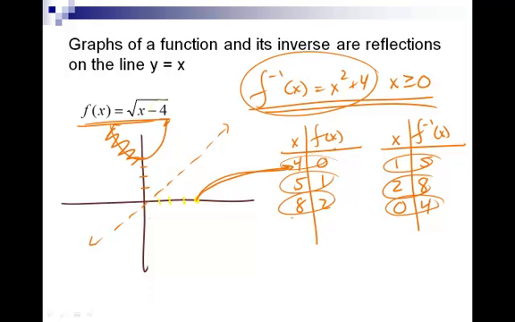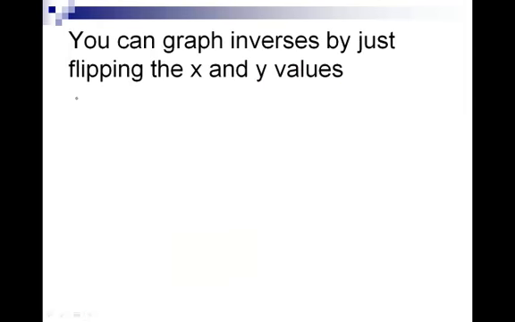So one way to graph these is to graph the original function. Just switch all your x, y's and plot them, and you'll get the inverse. Remember to watch your domain and to keep track of what you need to do when you flip the domain and range. Okay, and that's what I just said. You can graph inverses by just flipping the x and y values in your table, and that's the end of this section.